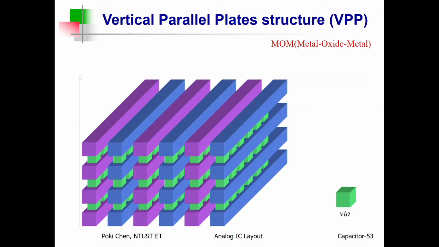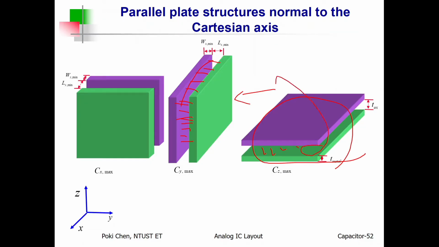This is what I can show you. For the authors, they call such kind of capacitor a vertical parallel plate structure, VPP. Nowadays, we call it MOM, metal oxide metal. You can see we don't have such kind of real parallel plate. Only according to the horizontal direction, we have, for example, metal 2, metal 1, or poly 2, poly 1.